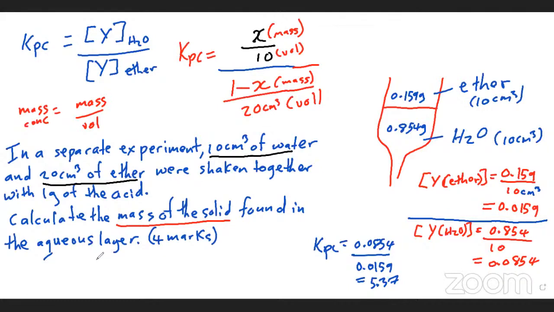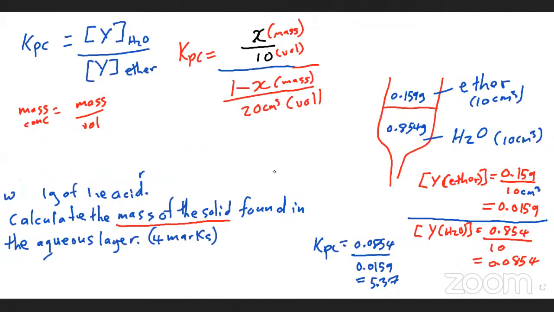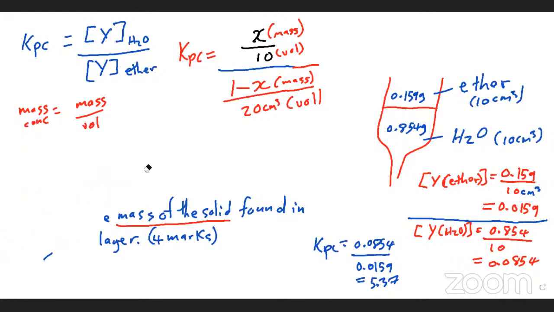Sir, there's something I don't quite understand. Why is it that for the 20 centimeter of ether, for the mass concentration it was subtracted by 1, but for the mass concentration with the water at the numerator it remains the same?